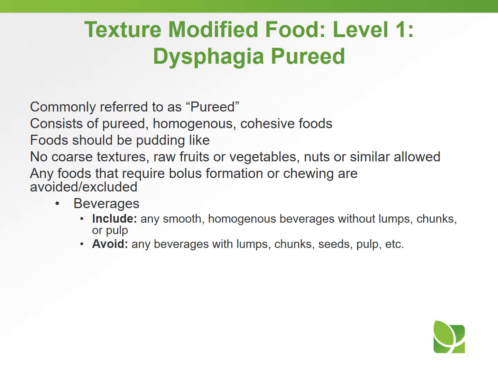Texture-modified food level 1, dysphagia puree, commonly referred to as pureed, consists of pureed, homogeneous, cohesive foods. Food should be pudding-like. No coarse textures, raw fruits or vegetables, nuts, or similar allowed. Any foods that require bolus formation or chewing are avoided or excluded.